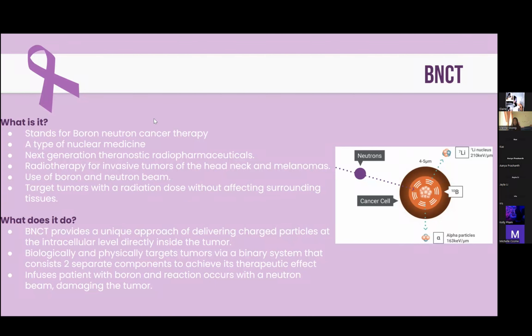Now that we know what it is, what does BNCT do? BNCT provides an alternative and unique approach by delivering charged particles at the intracellular level directly inside the tumor. It biologically and physically targets tumors via a binary system that consists of two separate components to achieve its therapeutic effect. BNCT infuses a patient with boron and is delivered to tumor cells and normal cells. When a neutron beam is fired into a cell harboring a high concentration of boron, the reaction occurs and the boron-containing cell will be damaged.